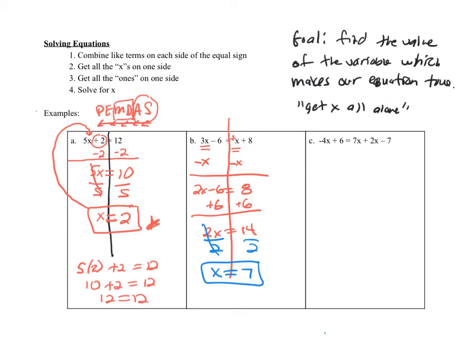And again, we can plug that into the equations if you wish to check your answer. I'm going to have to plug it into both sides this time, though. So the left-hand side would be 3 times 7 is 21, and 21 minus 6 would be 15. And if I plug 7 into the right-hand side, it'd be 7 plus 8 is 15. Since they're both equal to 15, the equation is true, and I have the correct solution.